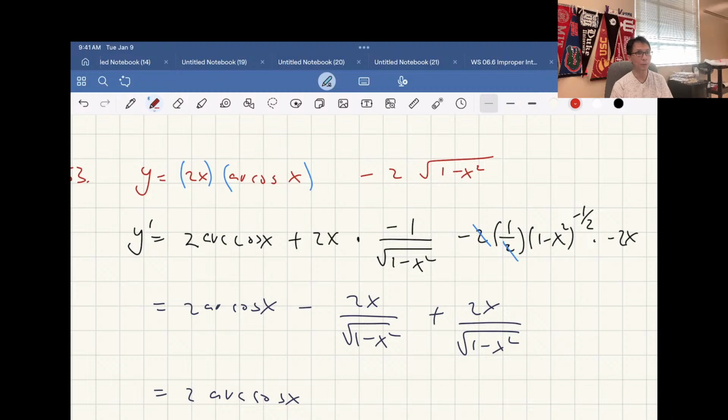For this particular one, y equals 2x arc cosine of x minus 2 square root of 1 minus x squared. The first one is a product rule. So it'll be 2 times arc cosine of x plus 2x times the derivative of arc cosine of x, which is negative 1 over root 1 minus x squared. And now I take the derivative of 2 root, and that's 1/2 times 1 minus x squared to the negative half times negative 2x.